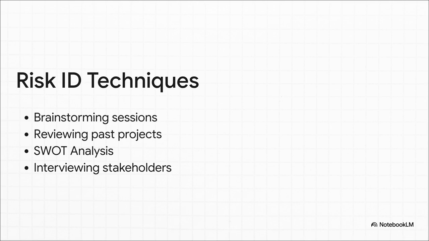Okay, so how do you actually find all these risks? Well, you've got a whole toolkit you can use. You can hold brainstorming sessions with your team. You can and should look back at past projects to see what went wrong there. A SWOT analysis is a fantastic tool for this. And maybe most importantly, talk to your key stakeholders. They almost always see things from an angle you've missed.